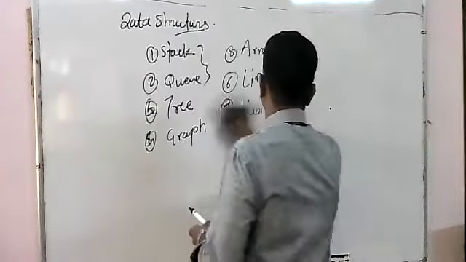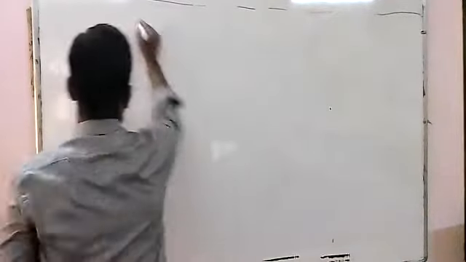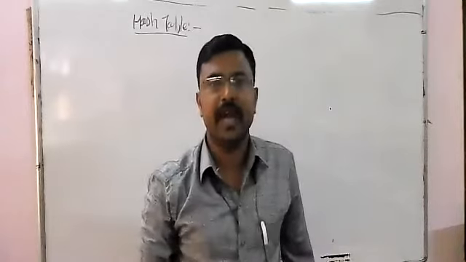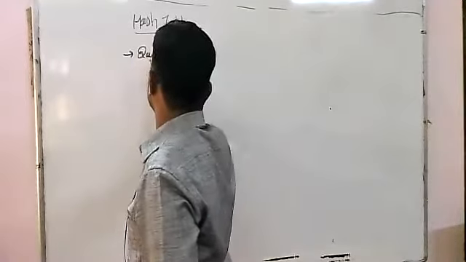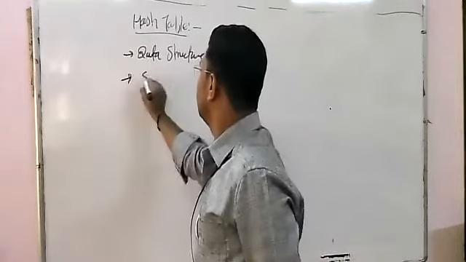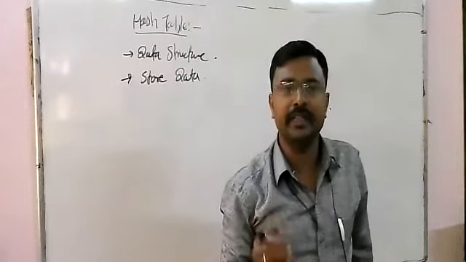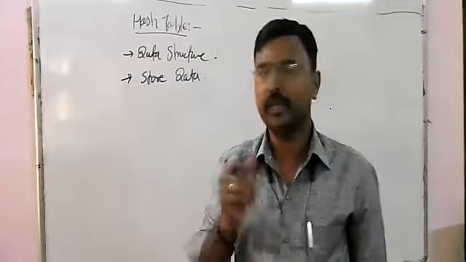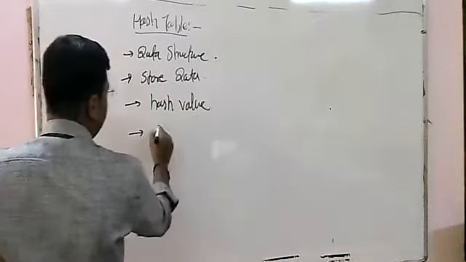Okay, so what is meant by the hash table? See, first, the hash table is a data structure, and it is used to store data. Here data is stored in the form of a table which has two fields. In that, the first field is your hash value, and another field is a key value.